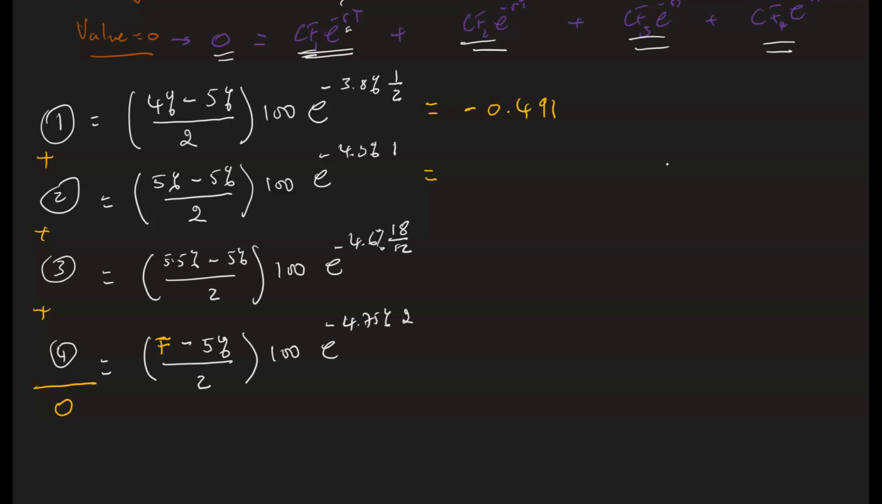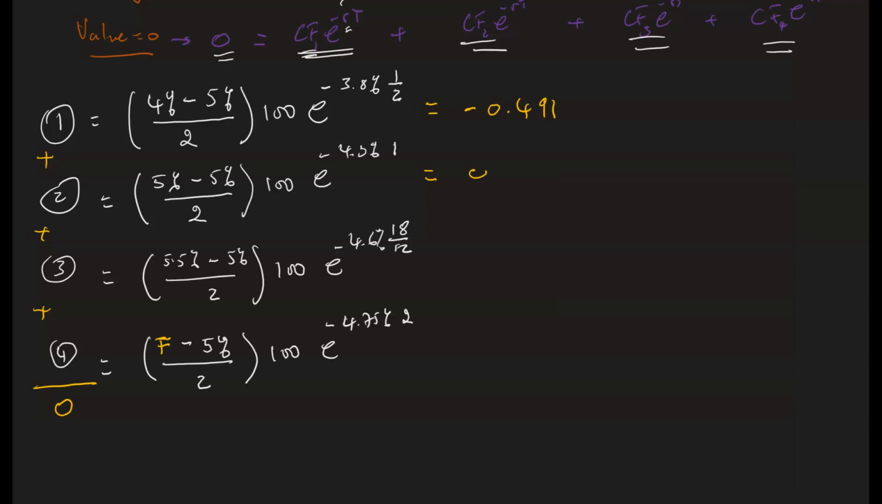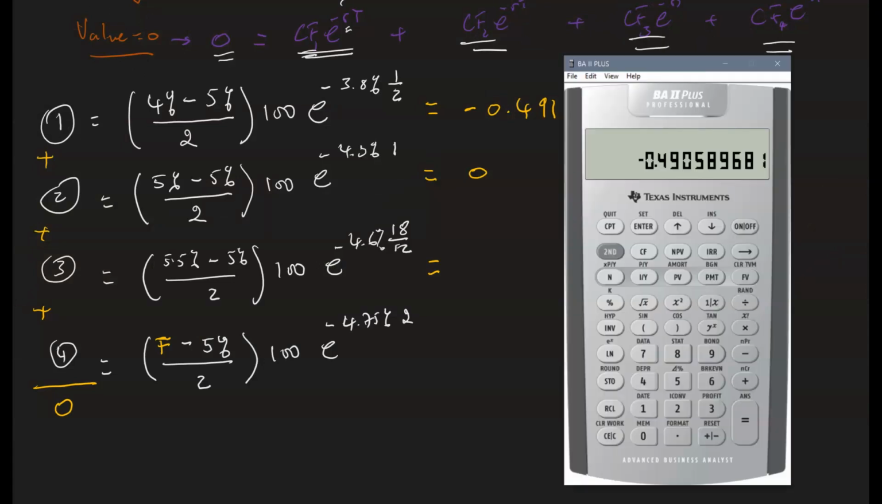And the second one is going to be 5% minus 5%, that's 0, so the second one is going to be equal to 0. We don't have to do that. The next one is going to be 5.5% minus 5, that's going to be 0.5% divided by 2, so 0.5 divided by 2, that's going to be 0.25. And our 0.25 is going to multiply that exponential term that we have there.